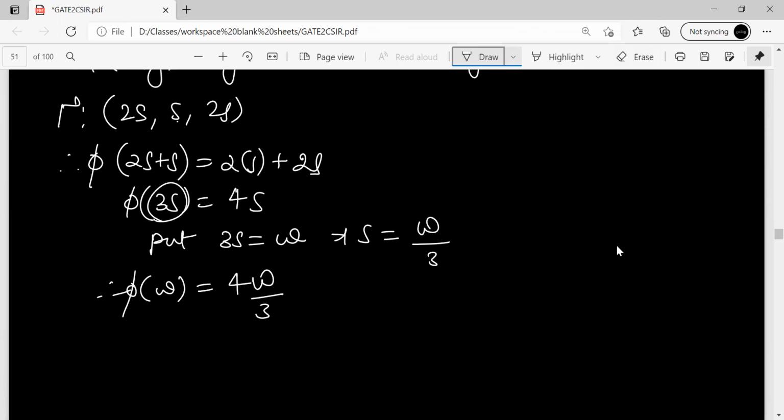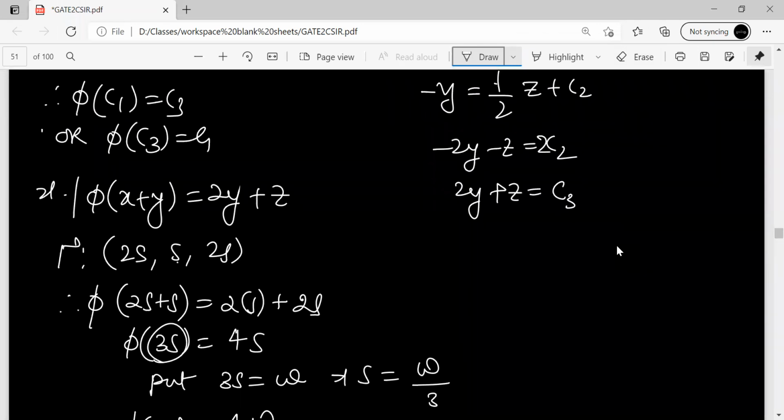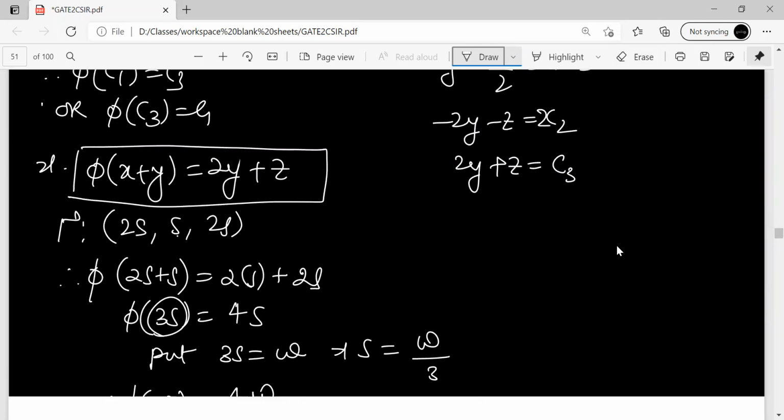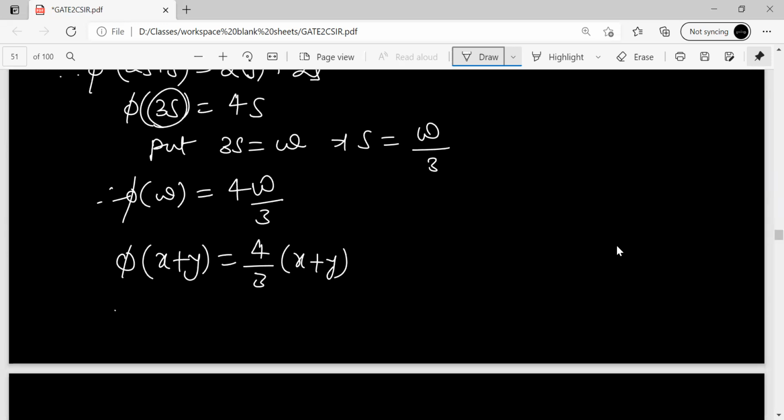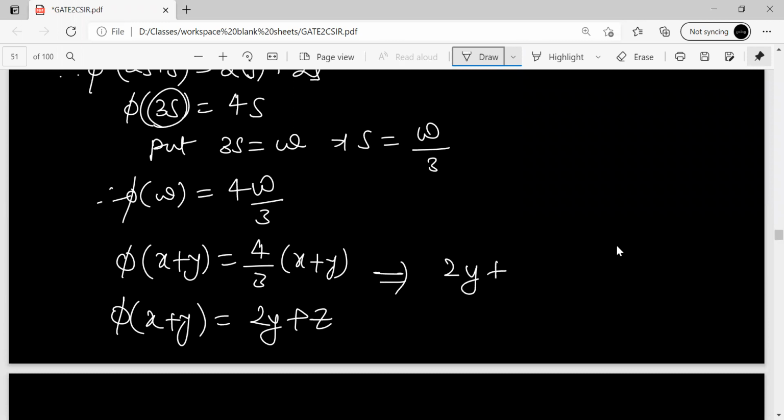So I got this. So if I want to remove this phi, I have to take phi of x plus y. So if I take phi of x plus y, I'll be getting 4 upon 3 times x plus y. But I know that phi of x plus y I'm given to be 2y plus z. This is what I have found. So now these two are equal. So my unknown function phi is removed, and I got a unique solution. Nice one. That looks like this.